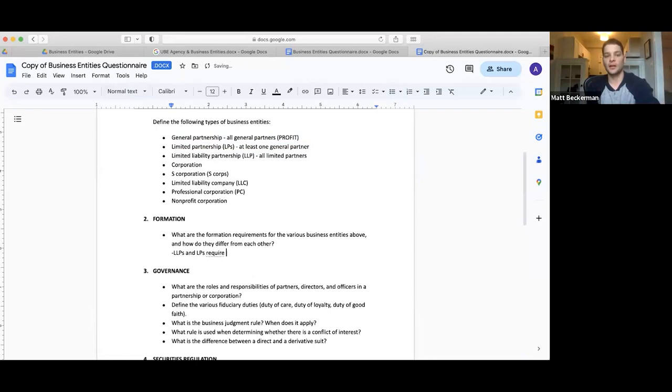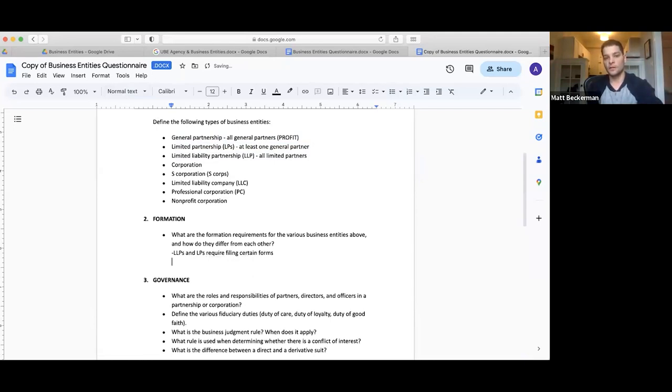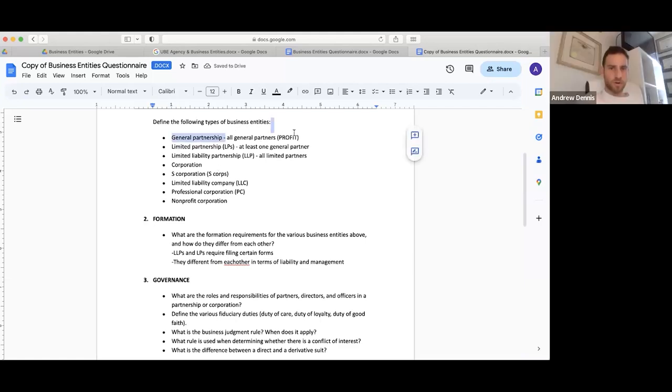Well, the main thing is in terms of liability, and also the types of partners. General partnerships, you can only have general partners. Limited partnerships, you need at least one general partner. Limited liability partnerships, you don't need any general partners. Exactly. General partnership, all general partners. Limited partnership, at least one general partner. LLPs, all limited partners. And they differ from each other in terms of liability and management. LLPs and LPs require filing certain forms.